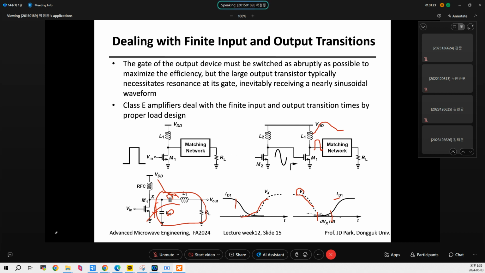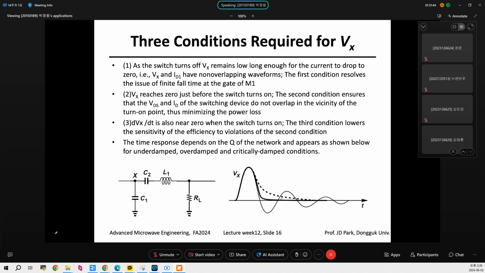Also, this has to be flat, which means the derivative of Vx should be flat. This has to be zero. This is a zero voltage switching condition, right? So there are three conditions required for Vx.